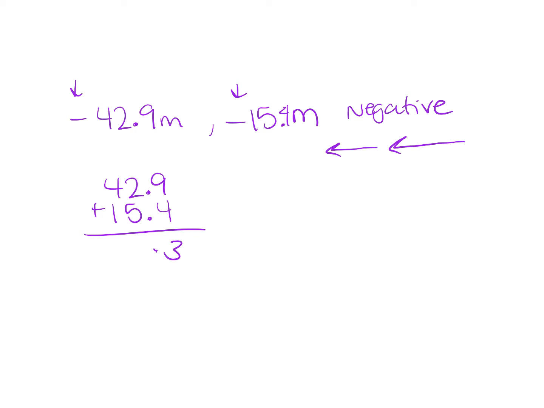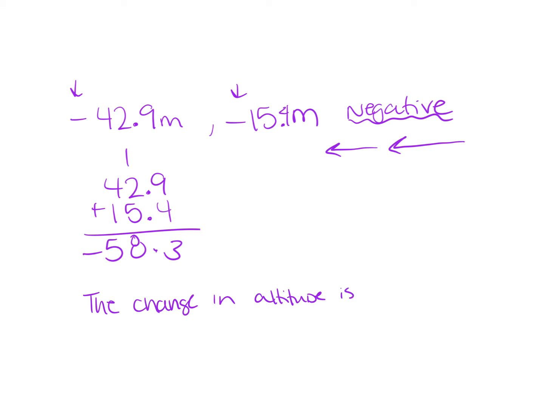That's 13. That's 8. That's 5. Okay? Now, my answer had better be negative. So that's it. Since the signs are the same, I add and I keep the sign. Okay? So the change in altitude is negative 58.3 meters.